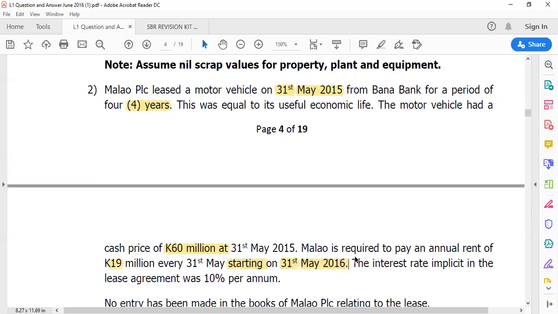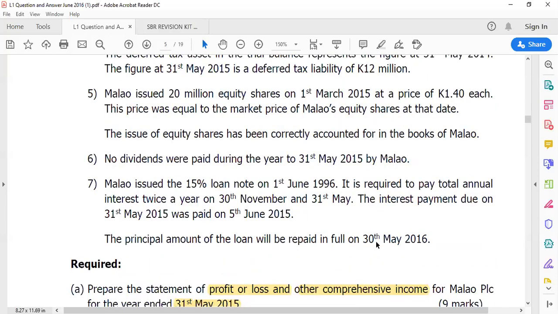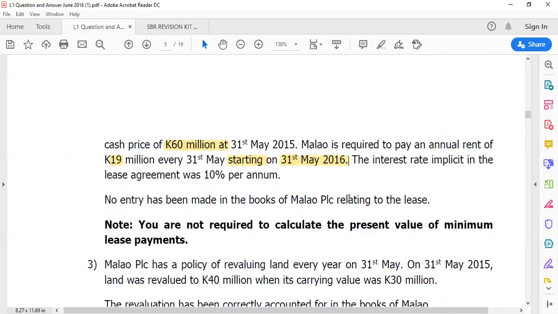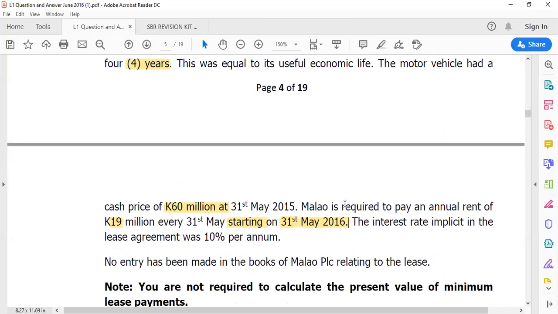Now, when is he reporting? He is reporting in 2015. But when is he going to pay the lease? He's going to pay the lease in 2016. But he's reporting in 2015, meaning that this one is a free mark. You're not going to sweat here. Why? Because this guy is not paying in this.